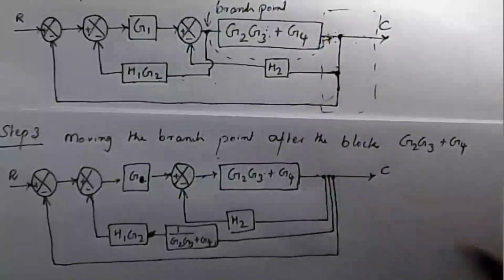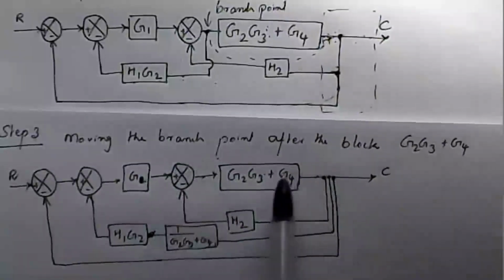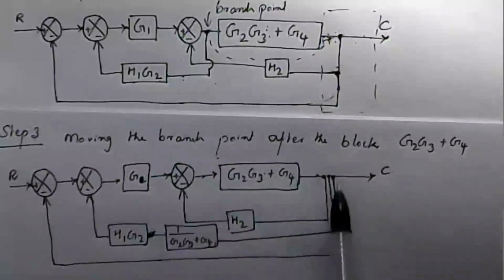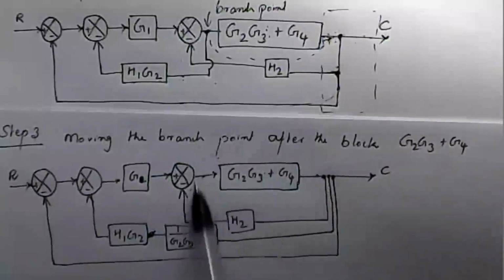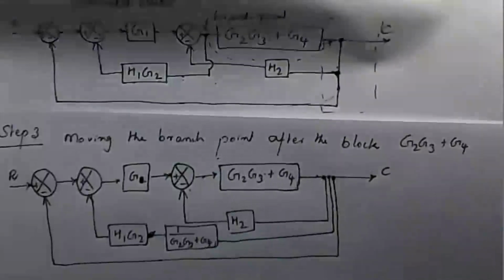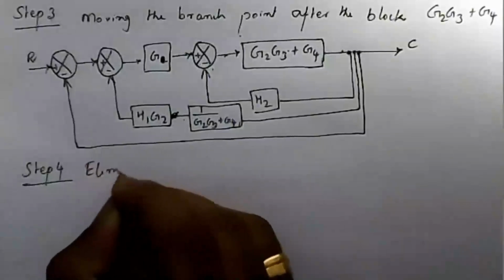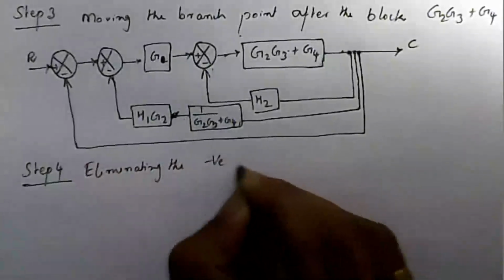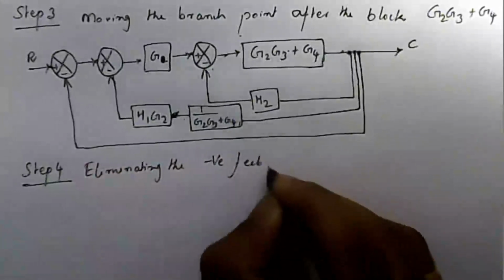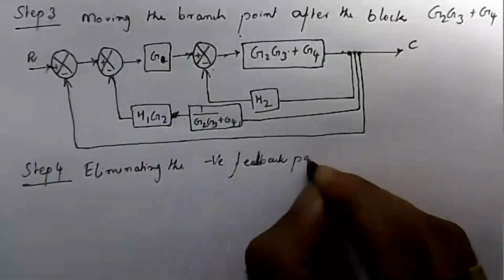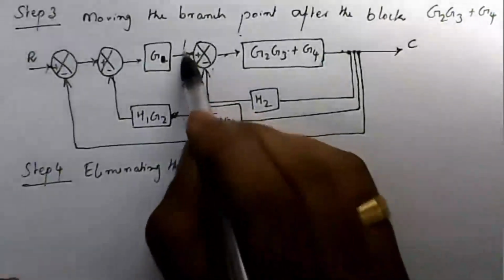Draw here. Now look at these blocks. Here these blocks are in cascade. This is the forward path. This one is the reverse path. Eliminating the negative feedback loop first. Then step number 4, eliminating the negative feedback. This is the negative feedback.